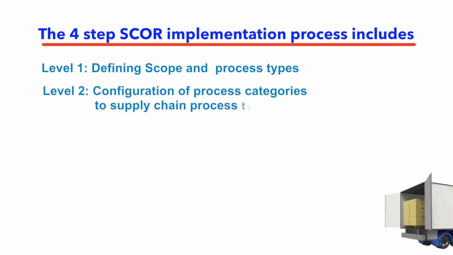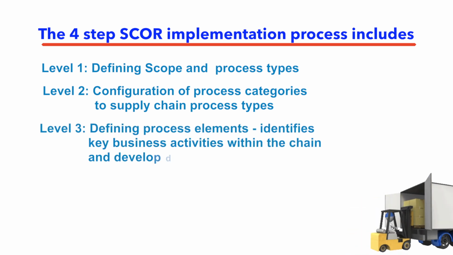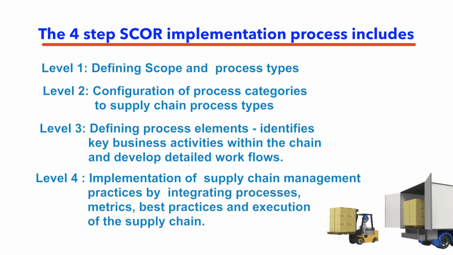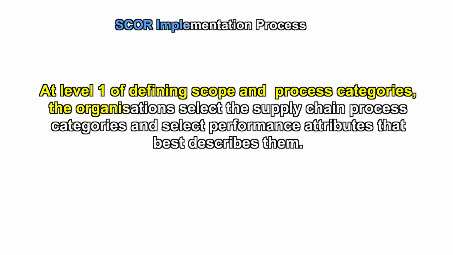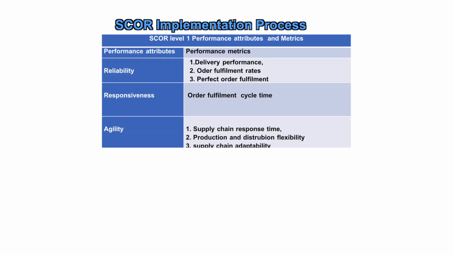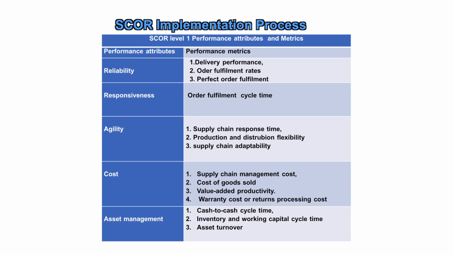Level 2, configuration of process categories to supply chain process types. Level 3, defining process elements. Level 4, implementation of supply chain management practices by integrating processes, metrics, best practices, and execution of supply chain. At level 1 of defining scope and process categories, the organization selects the supply chain process categories and selects performance attributes that best describe them. The performance attributes are reliability, responsiveness, agility, cost and asset management efficiency.